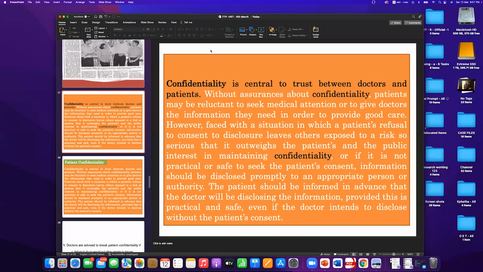So if you find any strategical words, just note it down, okay? Or underline if you have a text.